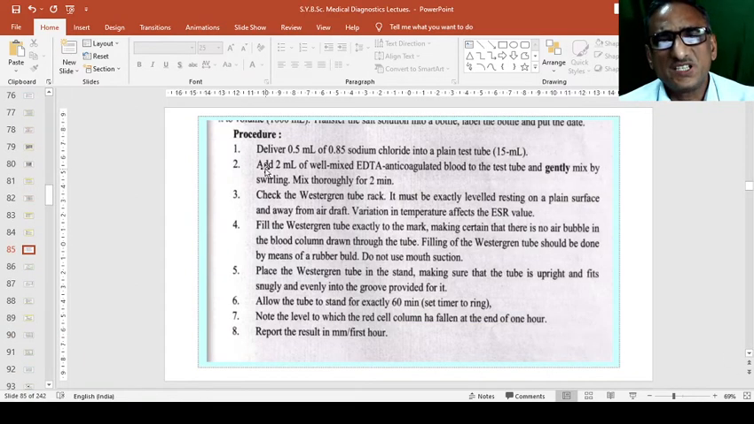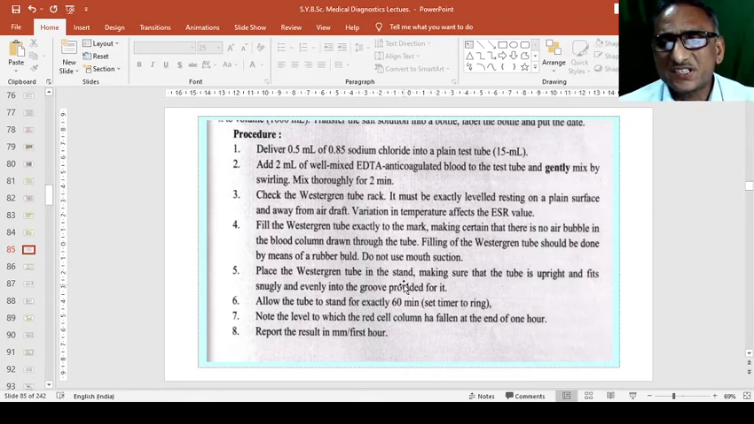So this is the procedure. Deliver 0.5 ml of sodium chloride into a plain test tube. Then add 2 ml of well mixed EDTA anticoagulated blood. Then check the Westergren tube rack and make it level. Fill the Westergren tube exactly to the mark, neither less nor more.